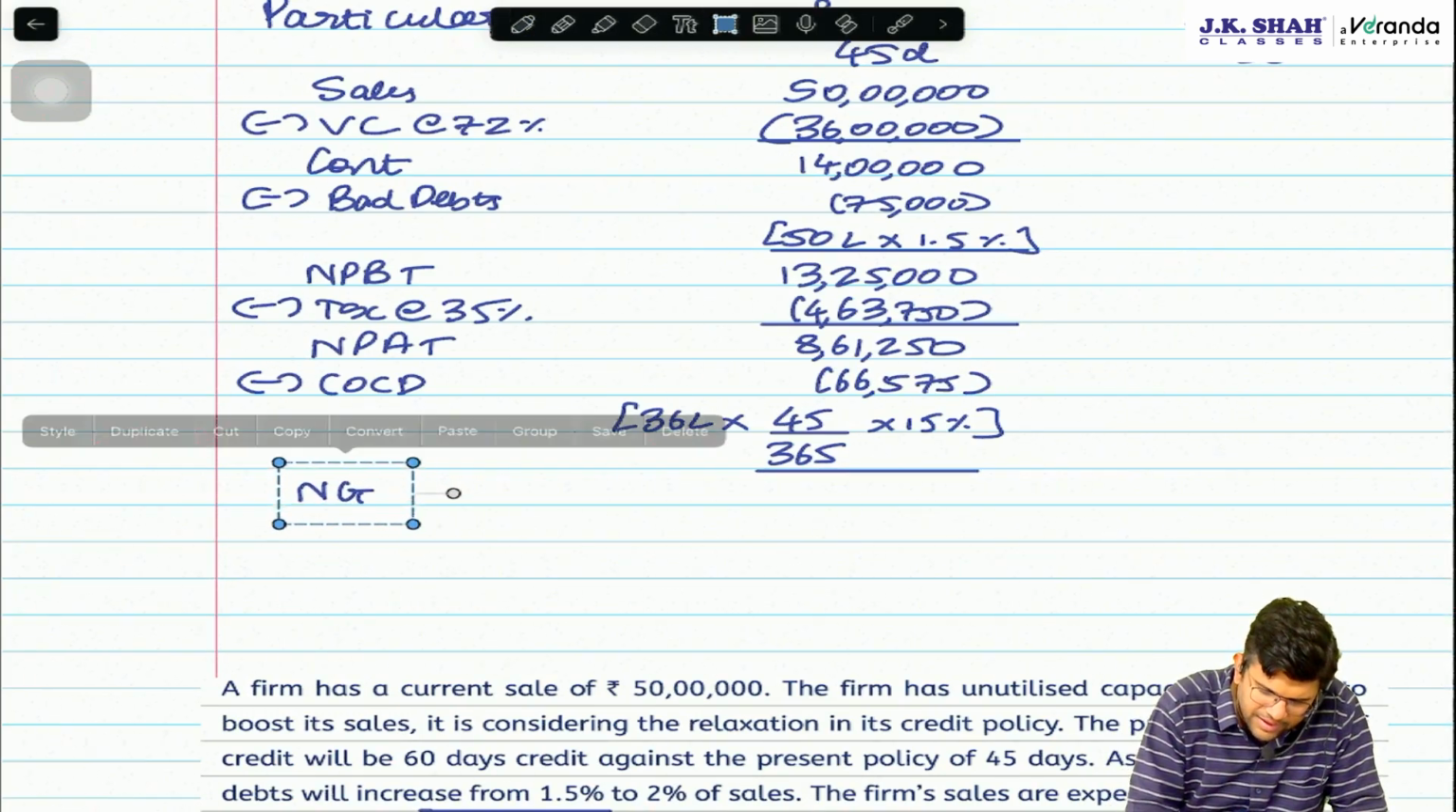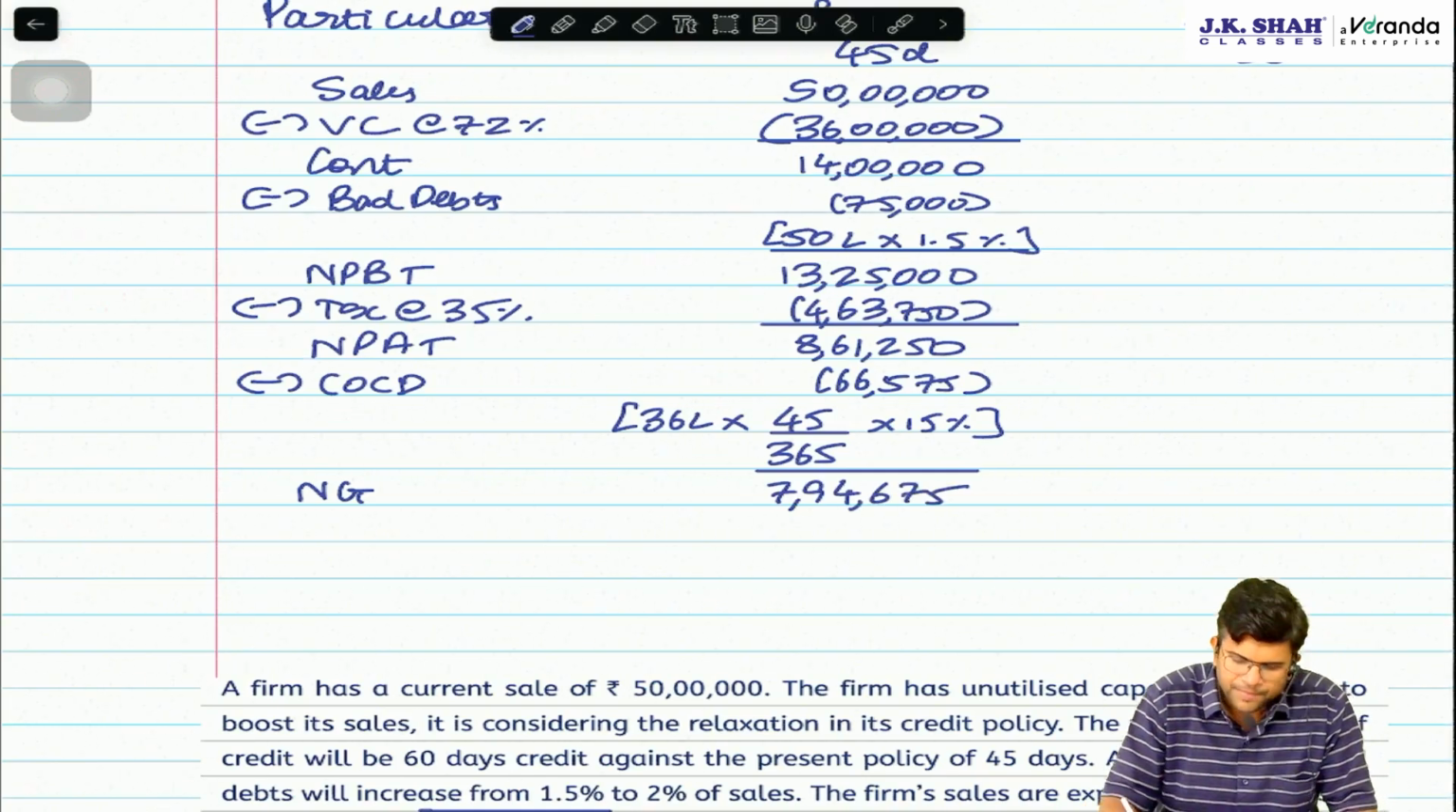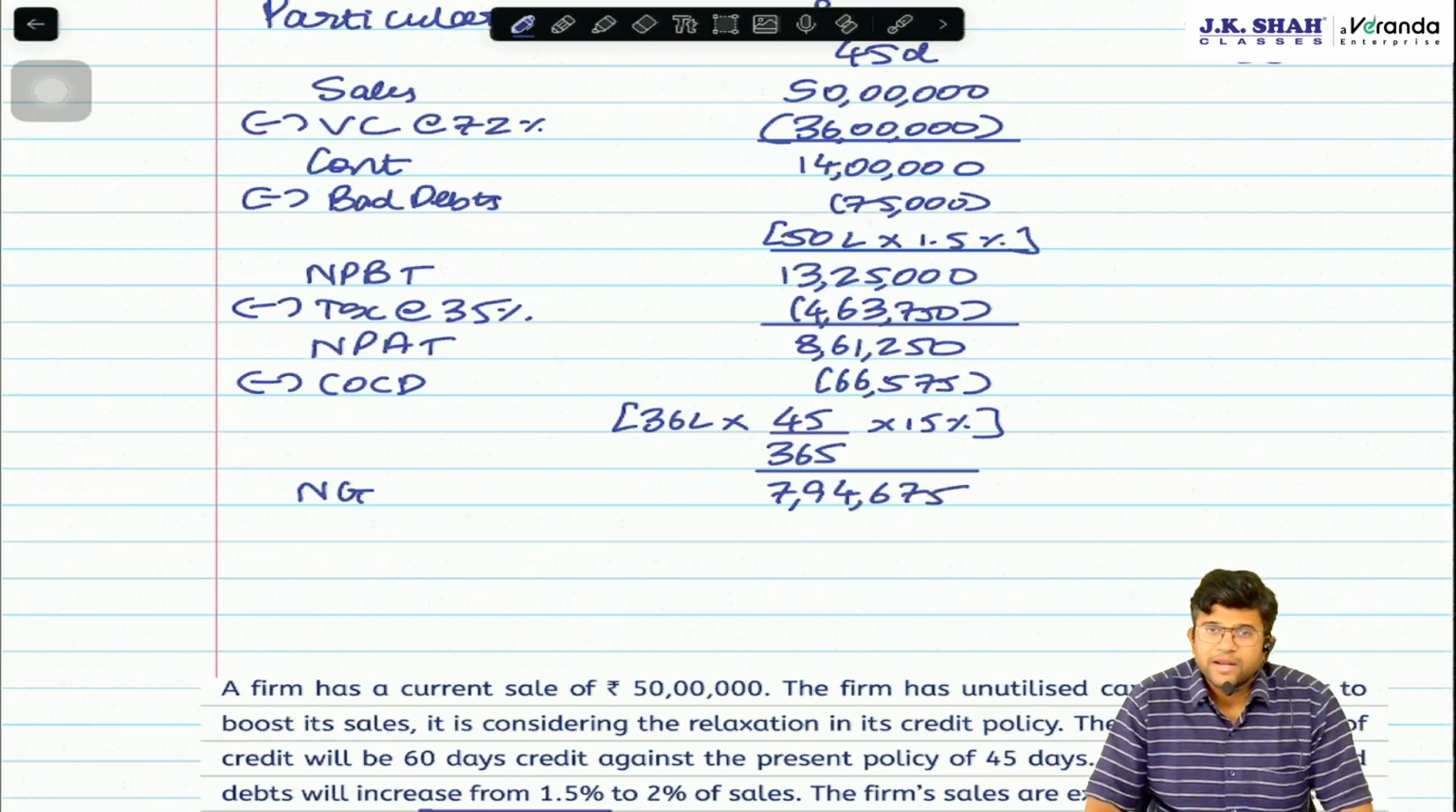We get the net gain of this option as 861,250 minus 66,575, and that comes to 7,94,675. So this is the net gain of my present policy. Now let's go to proposed policy.